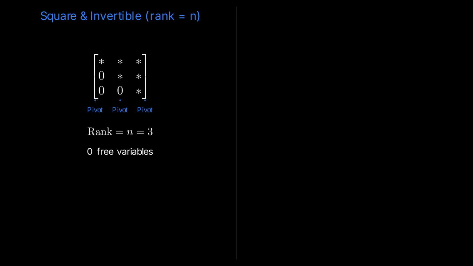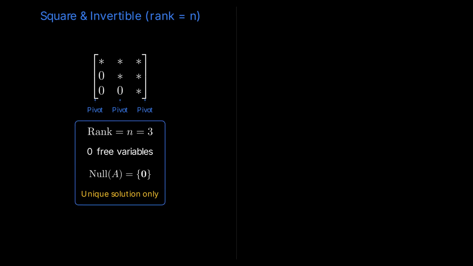On the left, consider a square invertible matrix where the rank equals n. In a square invertible matrix, every column is a pivot column. The rank equals n, which means there are 0 free variables. The null space contains only the 0 vector. The system AX equals 0 has only the unique trivial solution.